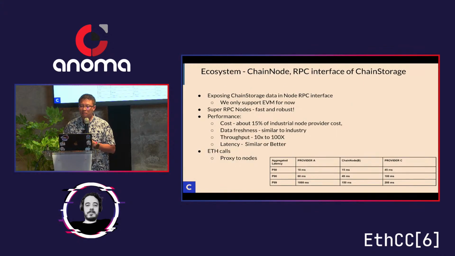Okay, the second key component of the ecosystem is called ChainNode. A lot of DApp applications depend on RPC interfaces, right? So ChainNode is the component that converts the ChainStorage data into the RPC interface and exposes that to users. Users can directly build on top of that. And the result is very similar or better performance compared to the node provider. Besides, we have 10x to 100x throughput at a fraction of the cost.